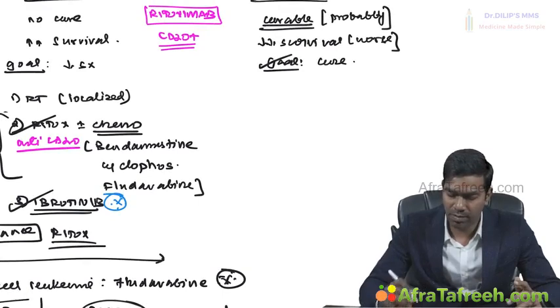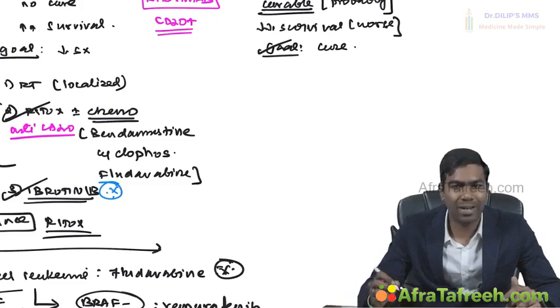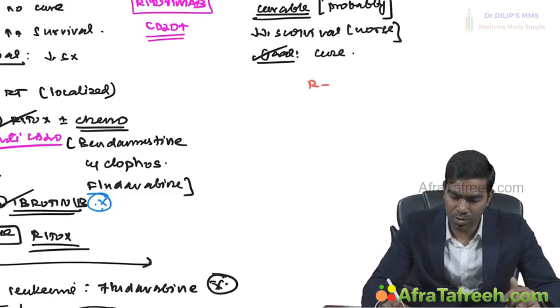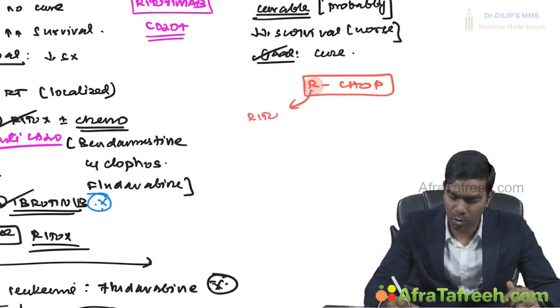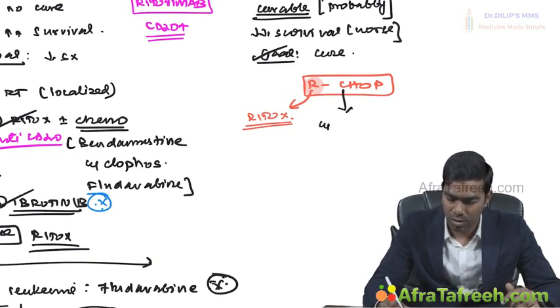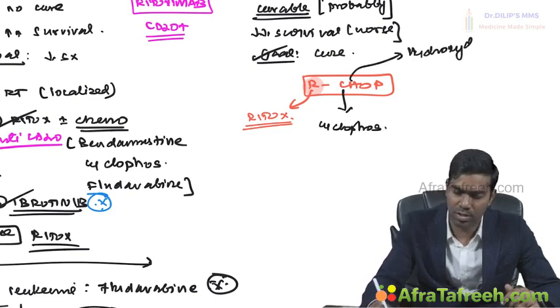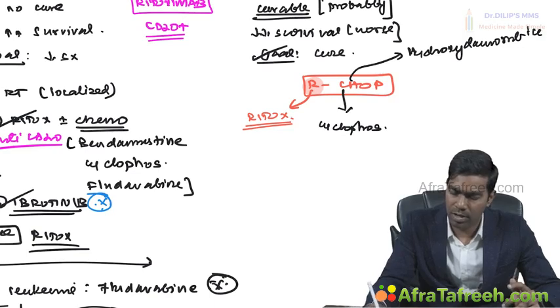Then let us go for the aggressive treatment. I told you the aggressive NHLs, the goal is cure. So typically the most important regimen that you're going to use for aggressive NHLs is R-CHOP. Rituximab is one of the core elements of treating NHL. So rituximab, and C stands for cyclophosphamide, and H stands for hydroxydaunorubicin. Just to form the name they have created, hydroxydaunorubicin is nothing but doxorubicin, that's all.